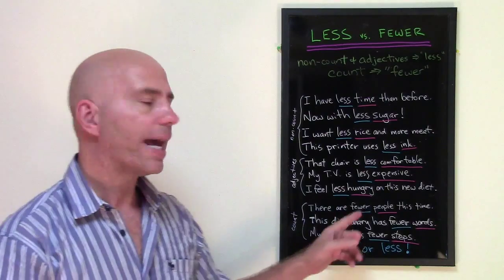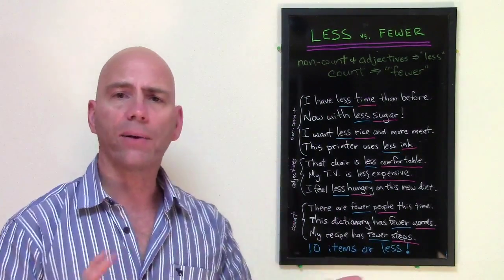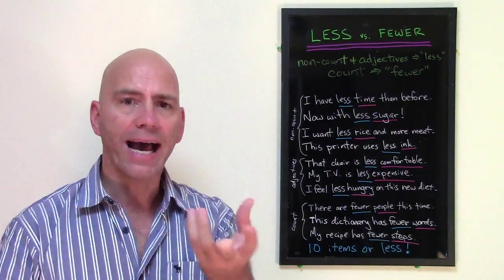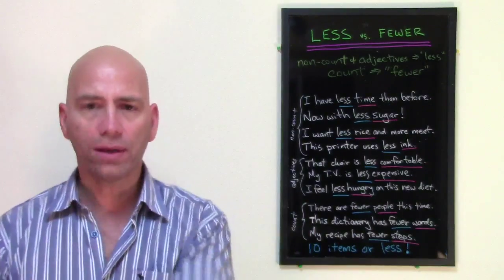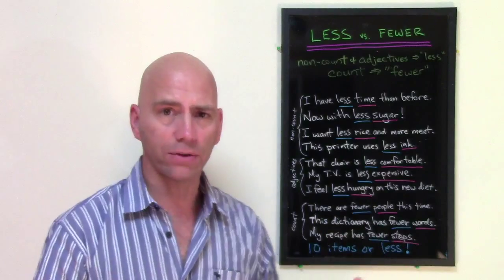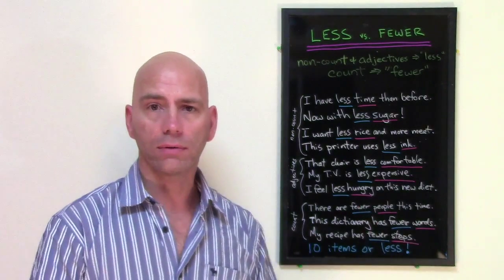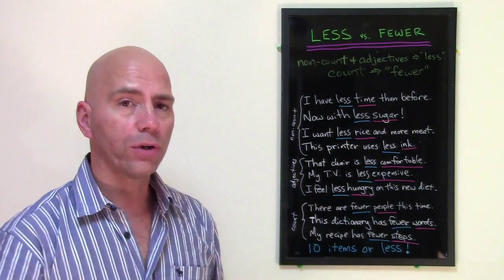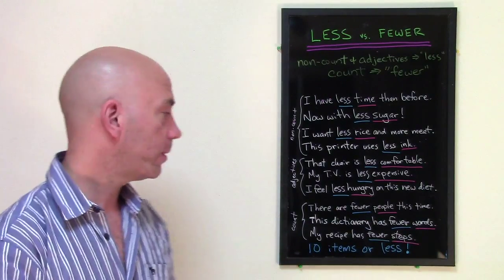This dictionary has fewer words. Again, here we're comparing. We're always comparing two things, right? We're comparing now to the past, or we're comparing this thing and that thing. So usually it's always a comparison. So this dictionary has fewer words, because words is something you count. 1 word, 2 words, 3 words, right? People, right? 1 person, 2 people, 3 people, 4 people.